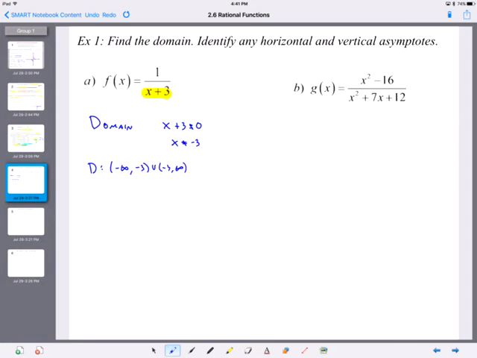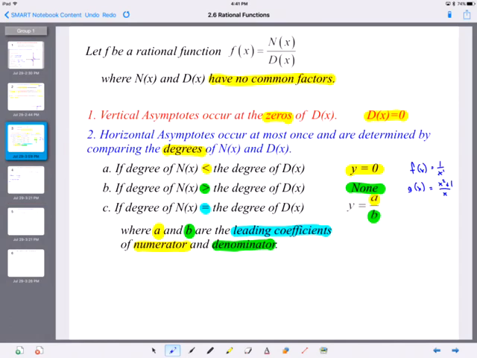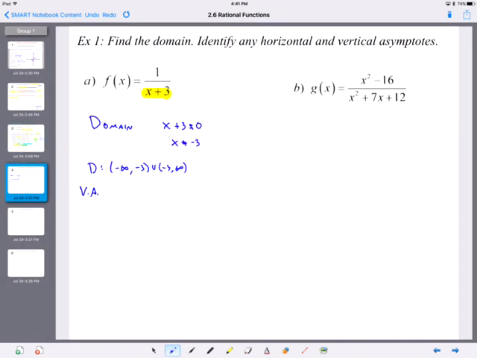So that also has to do something with your vertical asymptote, because your vertical asymptote is where the denominator is equal to 0. So we just figured that out. The denominator is equal to 0 at negative 3. So your vertical asymptote is at that restriction of the denominator. So x equals negative 3, we have a vertical asymptote.